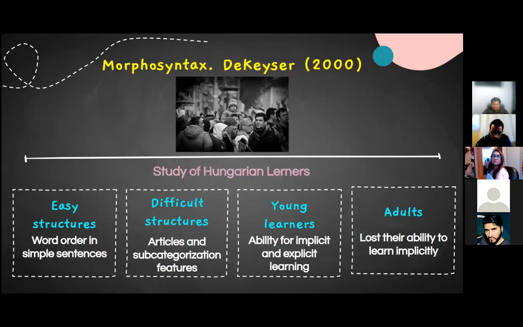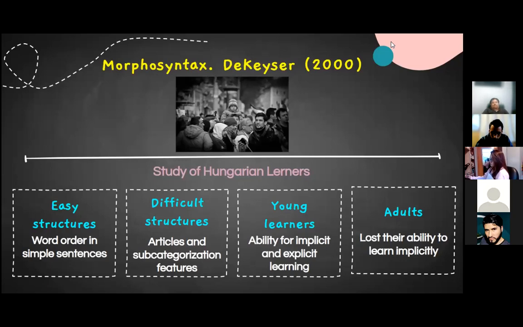About morphosyntax, in 2000 he made a study of Hungarian learners. They arrived in the United States at different ages, and they were divided into two structures: easy structures and difficult structures. Examples of easy structures are word order in simple sentences and pronoun gender. And examples of difficult structures are articles and subcategorization features.